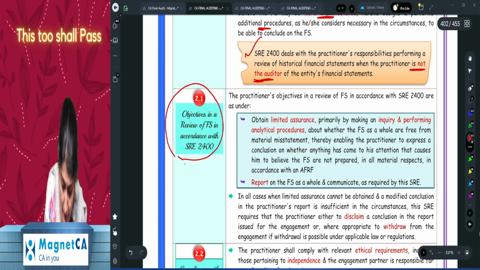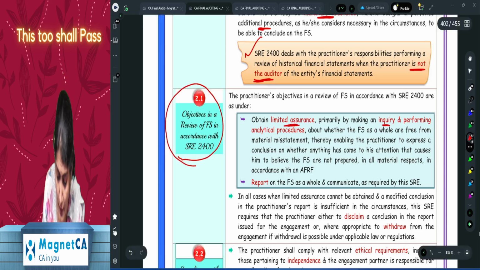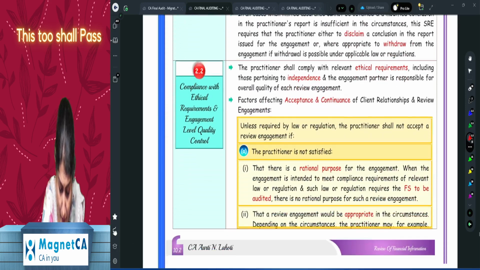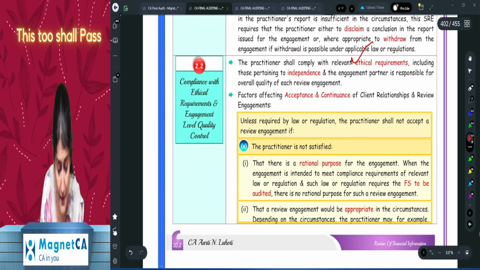What are the objectives of review? Limited assurance, inquiry, analytical, and then to give a report. Right? Inquiry, analytical, and then to give the report. Do you need to comply with ethical requirements? Yes. Do you need to maintain independence? Yes. Then acceptance and continuance. Where did we see this today?